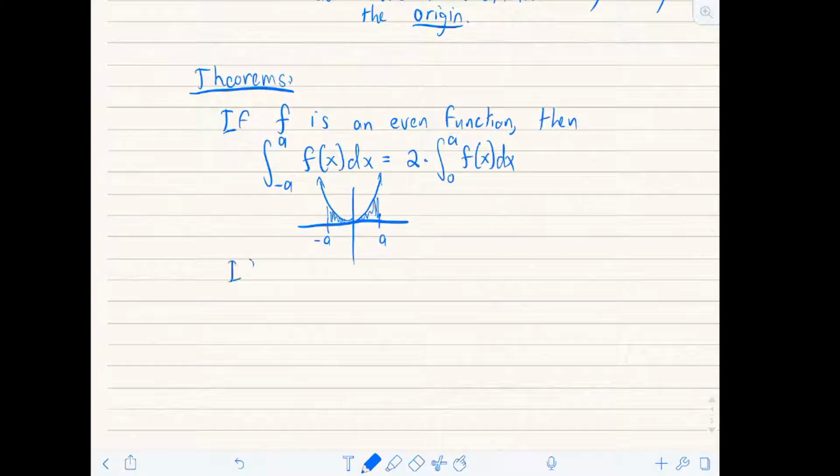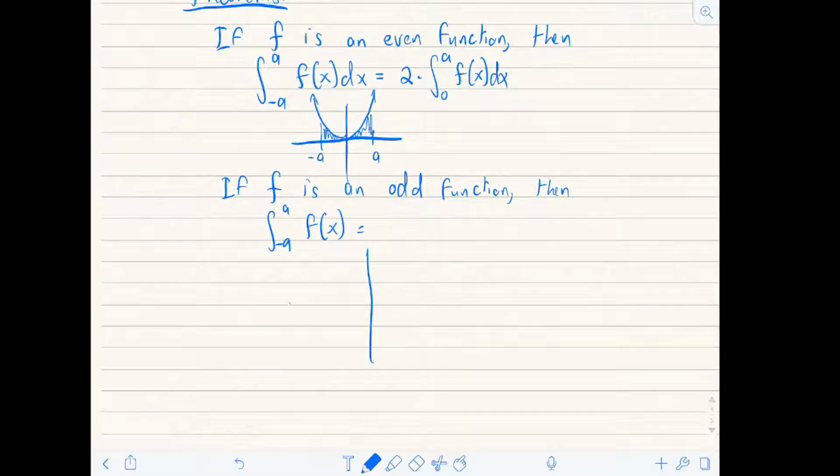Now we could say if f is an odd function, then the integral from negative a to a of f of x is equal to, so think about that linear equation. If I came along right here, let's say that this is negative a, this is a. This is my shaded region over here, this is my shaded region over here. What happens with both of those areas?